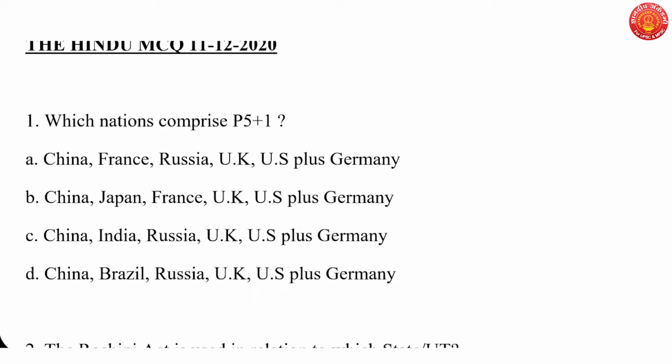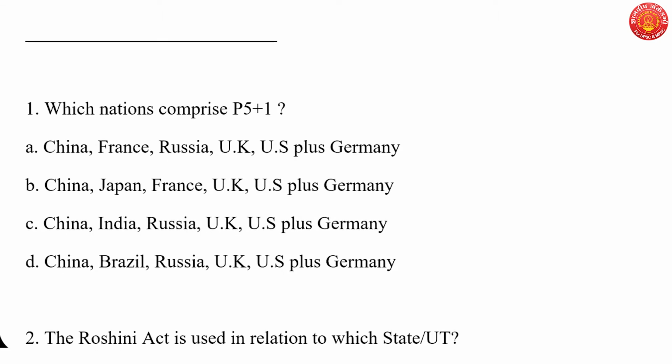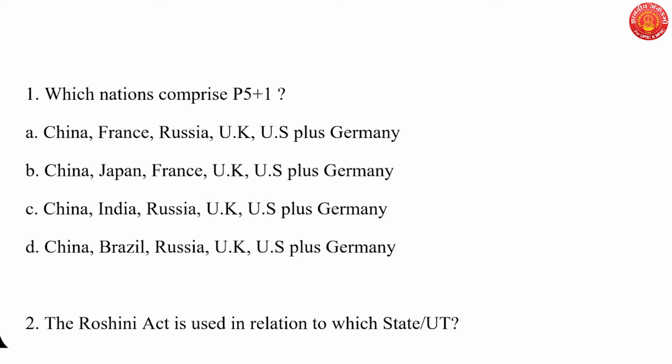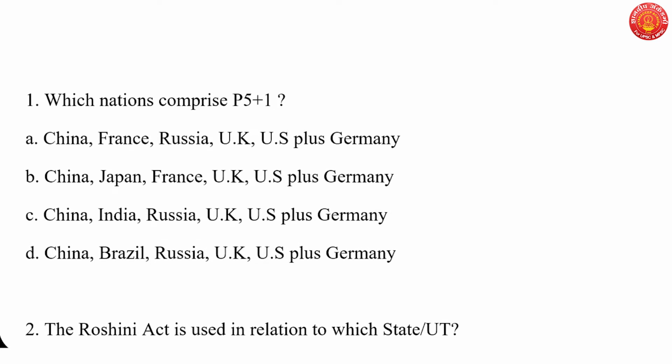And the options are A, China, France, Russia, United Kingdom, United States plus Germany, B, China, Japan, France, United Kingdom, United States plus Germany, or C, China, India, Russia, United Kingdom, United States plus Germany, or D, China, Brazil, Russia, United Kingdom, United States plus Germany. The answer for this question is A, China, France, Russia, United Kingdom, United States plus Germany.